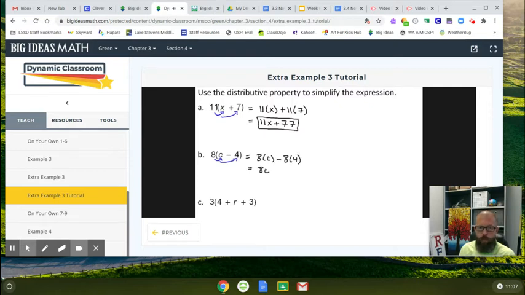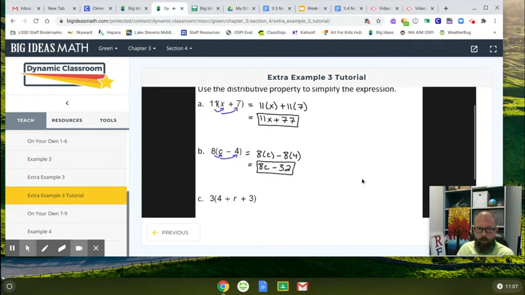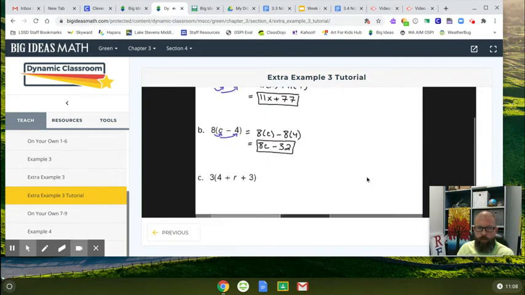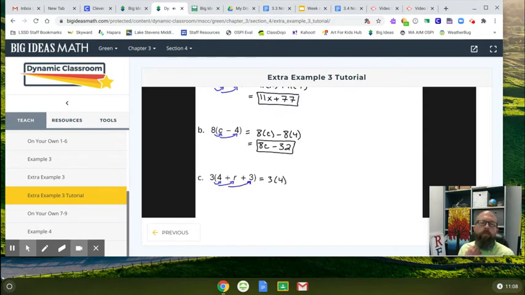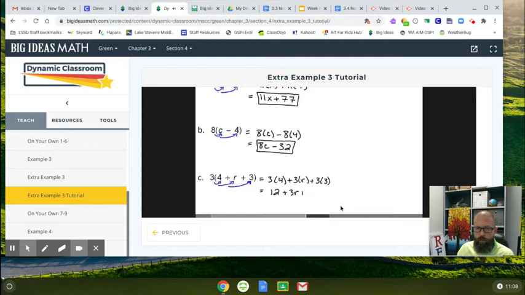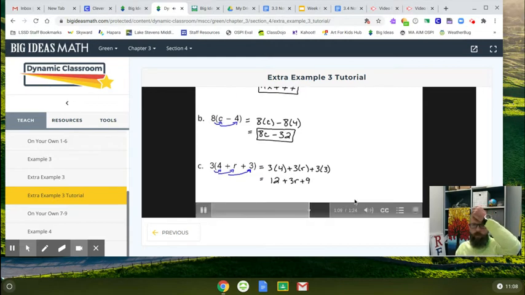Part C, 3 times the quantity 4 plus r plus 3. First you want to multiply each number in the sum by 3, giving you 3 times 4 plus 3 times r plus 3 times 3. Then 3 times 4 is 12, 3 times r is 3r, and 3 times 3 is 9. Next you want to combine like terms by adding 12 and 9. 12 plus 9 is 21, so you are left with 3r plus 21. Therefore, 3 times the quantity 4 plus r plus 3 is 3r plus 21.